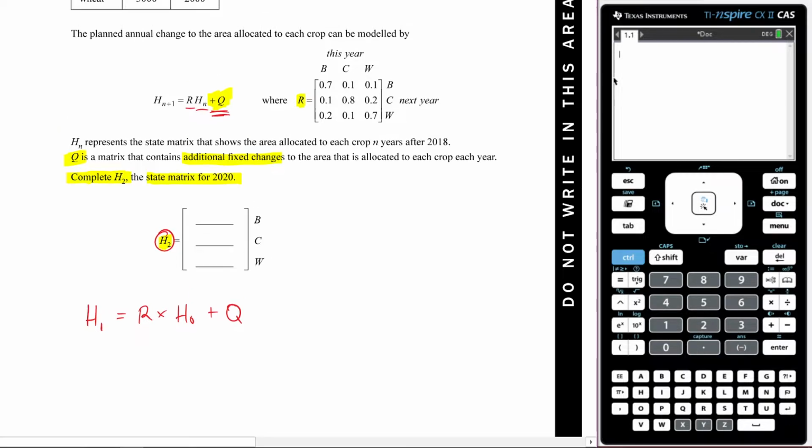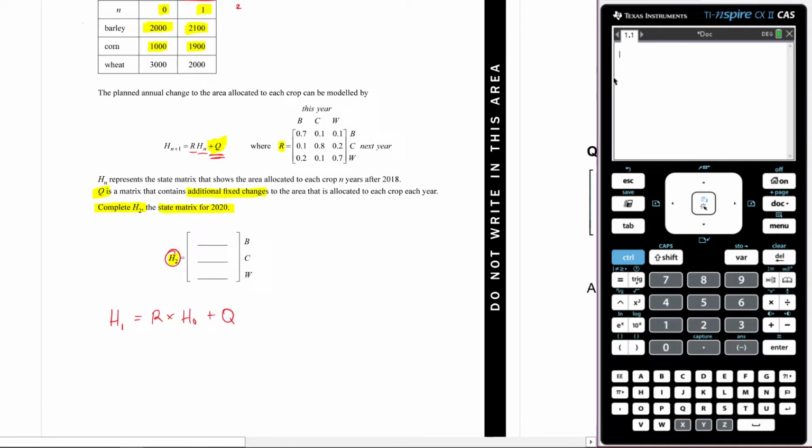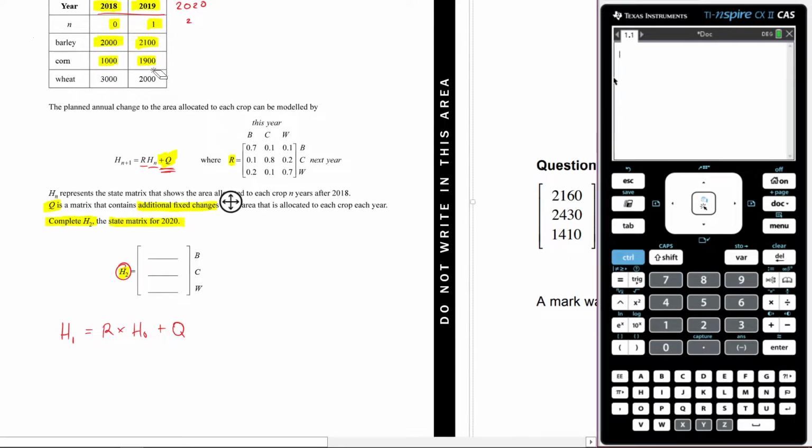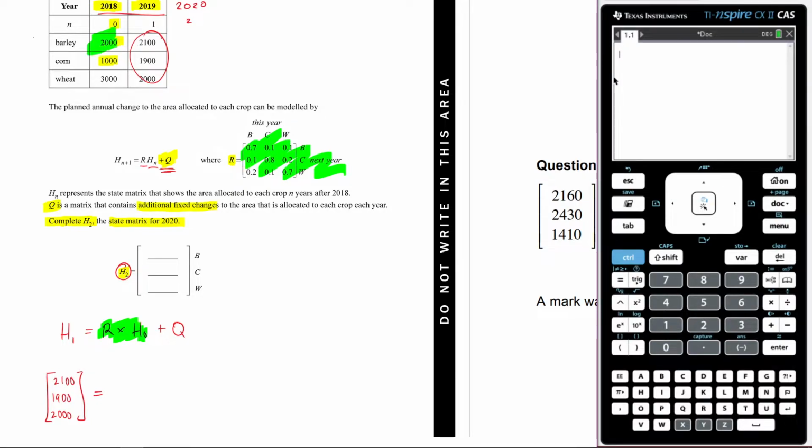Now, I know that H of 1, I'm going to zoom out here for a second. I know that H of 1 is going to be this. I know it's a 3 by 1 matrix, so that's what they're giving us here. It's going to be 2,100, 900, and 2,000. Now I can figure out what R times H of 0 is, because I've been given both of those things. R is this, and H of 0 is these numbers here.